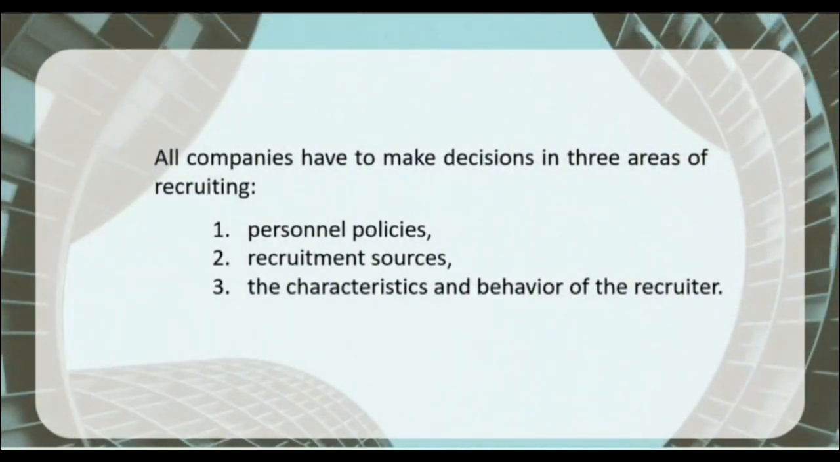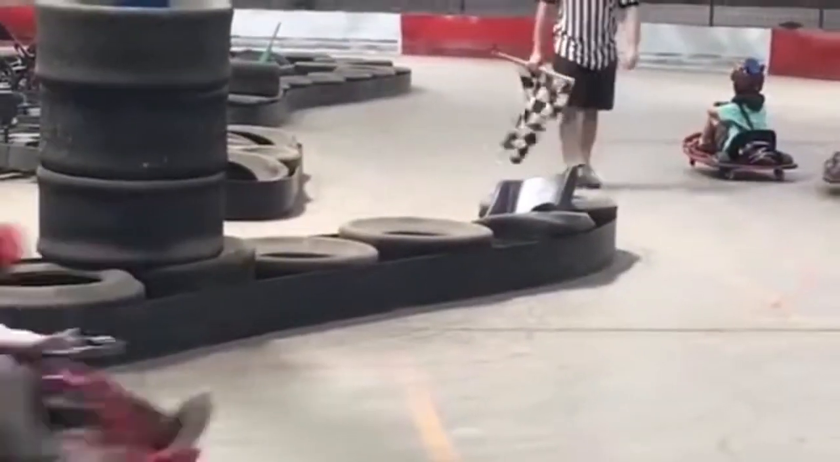All companies have to make decisions in three areas of recruiting. First, personnel policies. Second, recruitment sources. Third, the characteristics and behavior of the recruiter. These aspects of recruiting have different effects on whom the organization ultimately hires.